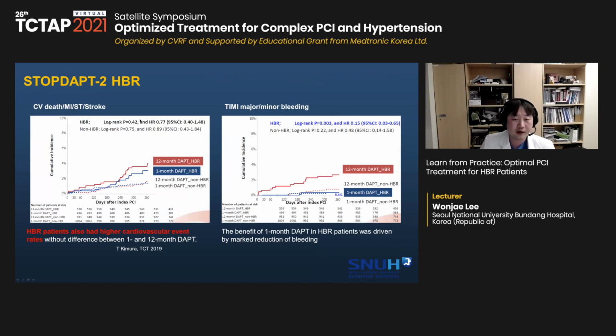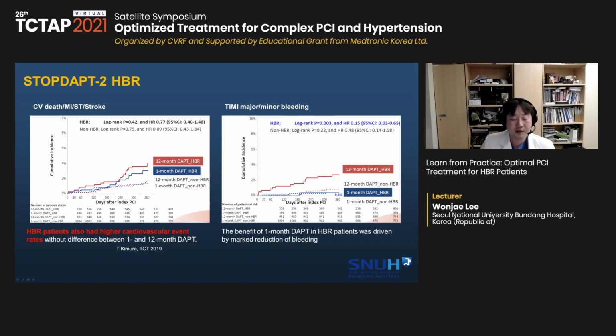I think Dr. Kang already stressed this part, but I just want to say it once more. It's a subgroup analysis for the STOPDAPT-2 trial in HBR. It looks at CV death, MI, stent thrombosis, and stroke. It really doesn't matter whether patients are on 1 month DAPT or 12 month DAPT. If they are HBR patients, they're going to have a higher cardiovascular event rate.